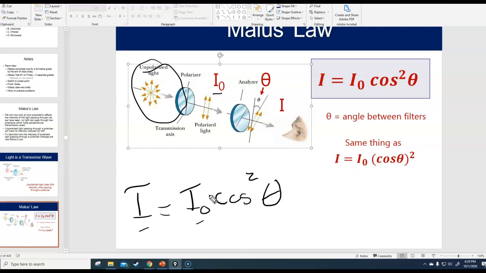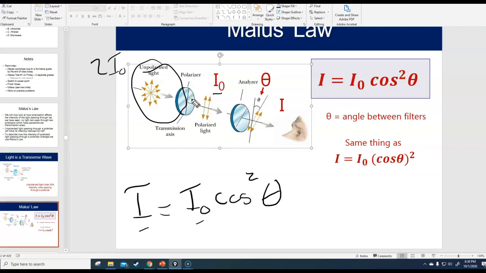Notice, by the way, this I naught is not the intensity of the original light, because the intensity of the original light was actually 2I naught, and when it went through the first polarizer, it had its intensity reduced by half. So I naught is the intensity of the polarized light going into the analyzer. Theta is the angle between the transmission axis of the polarizer and the transmission axis of the analyzer.